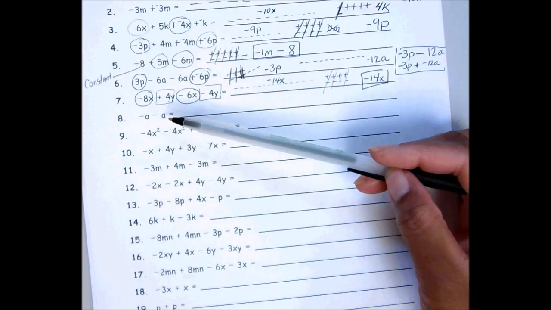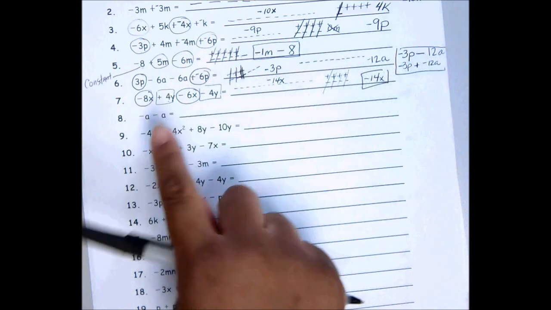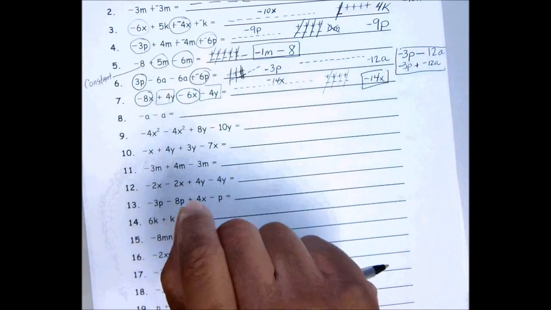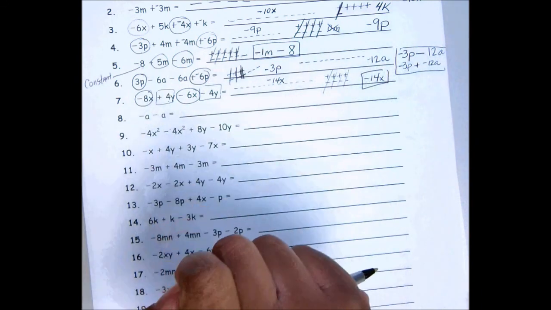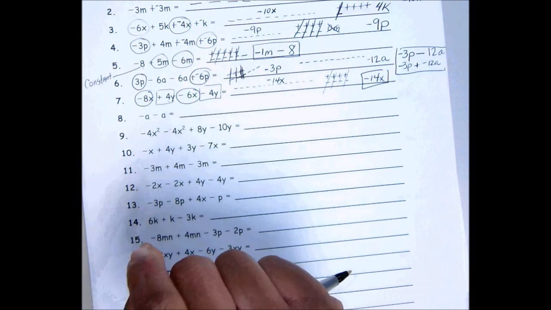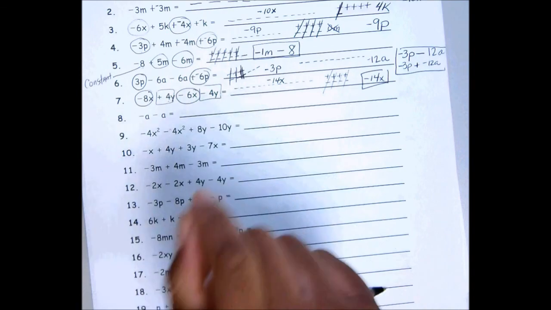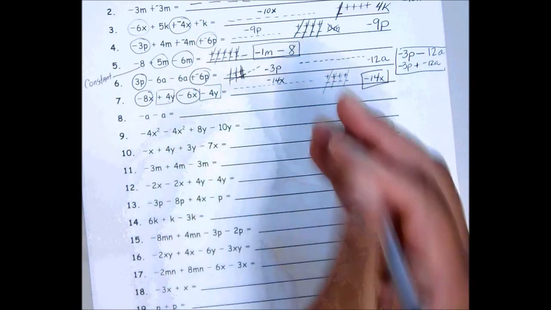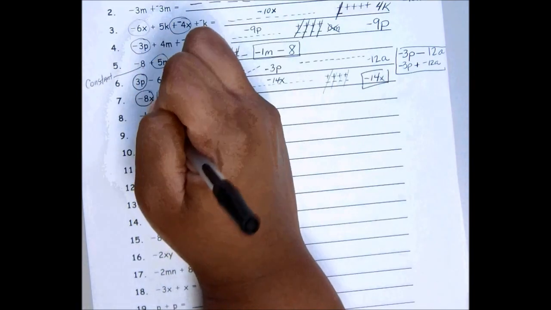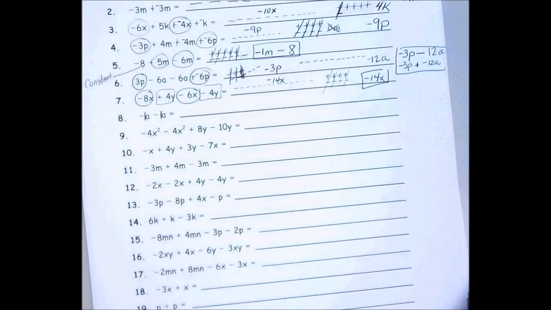Let's talk about number 8. I don't know what numbers to add. And I know you're saying the same thing, because you're probably saying, where are the numbers? Well, whenever you have a letter with no number in front, always put a 1. Always, always, always.